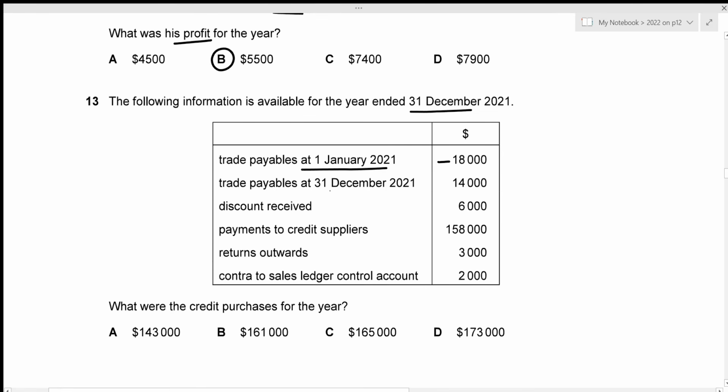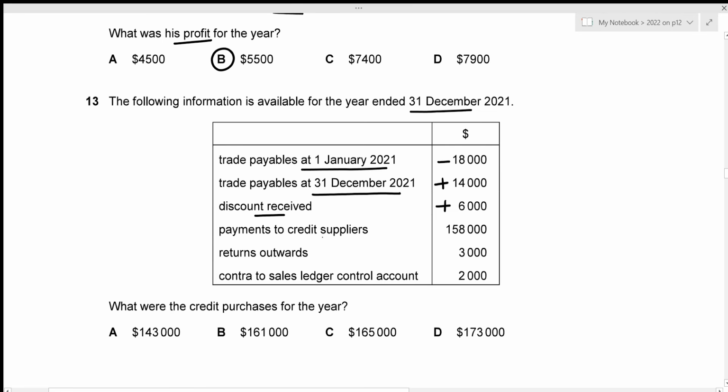Then we have trade payables at 31st December 2021. So this is the closing date, which means that these are the amounts relating to credit purchases made in this particular year, which should be included because we're basically figuring out the credit purchases for this year. So we're just going to add this amount. Then we have discount received. So discount received is basically the amount of credit purchases that we made, but we do not have to pay for it. But in a way, it is also a credit purchase. So we should be adding this while figuring out our credit purchases.